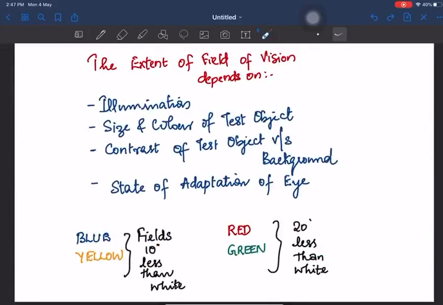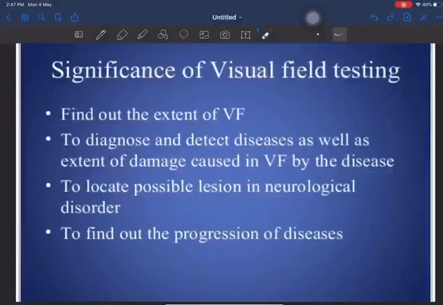The extent of field of vision depends on the following things: the illumination, the size and color of the test object, the contrast of the test object versus the background, and the state of adaptation of the eye. Colored objects give less stimuli than a white object of the same size, so we use white test targets more often. For example, for blue and yellow, the fields are 10 degrees less than the white, and for green and red it is approximately 20 degrees less than the white.